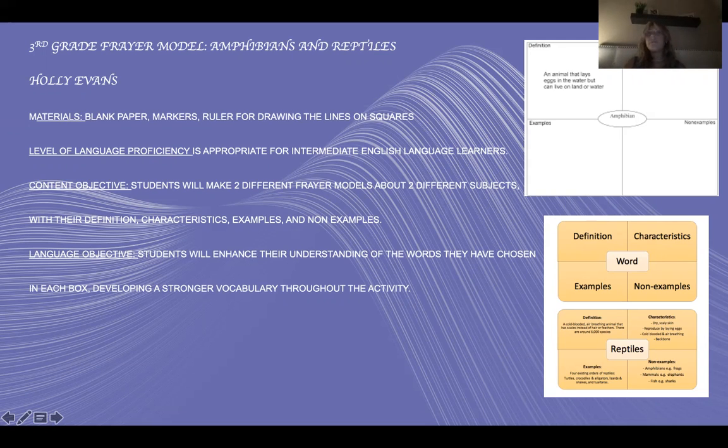So the materials that y'all will be given today is two blank pieces of paper, some markers, and a ruler for drawing the lines on the boxes. So for the first word that we're going to be given today will be amphibians, and I know that y'all know what amphibians are. And then the second box that we're going to be doing is going to be about reptiles. So I'm going to be passing out the papers now.